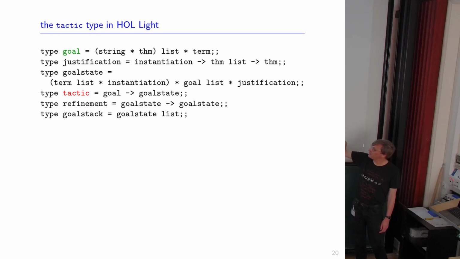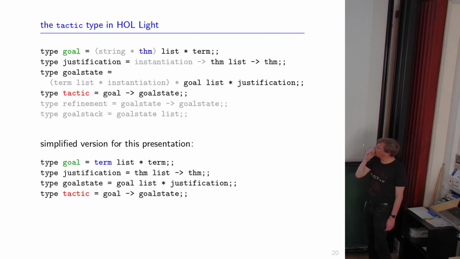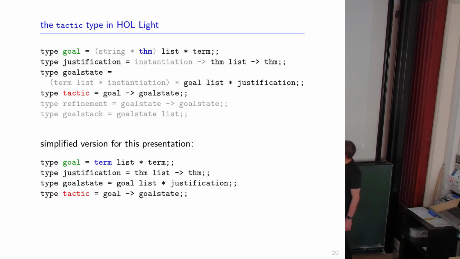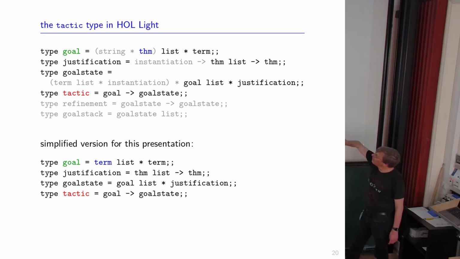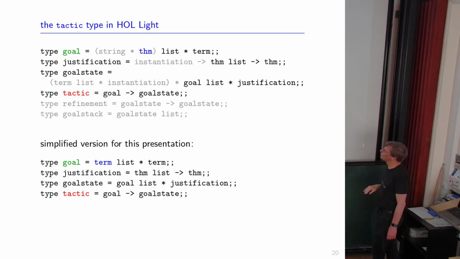So, refinement. Okay, this is not understandable, so here is a simplified version. This is actually how it was in the original LCF version. So what did I simplify? I took away the labels in the goals. The assumptions can have labels. No one uses that. Well, sometimes people use that, but not often.